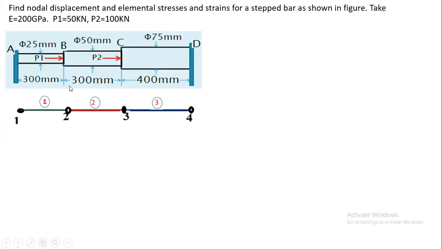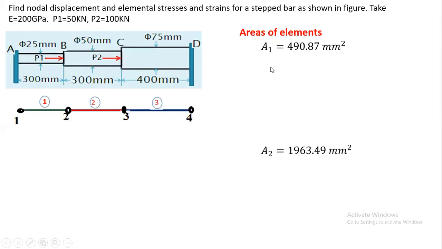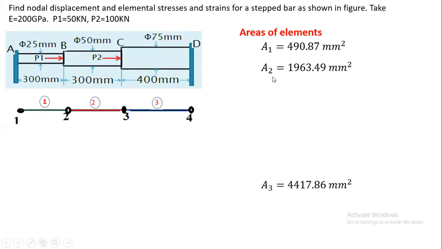Now in the problem, diameters are given, so first you have to calculate the areas. This diameter is 25 millimeter. Its area is pi by 4 d square, that is, 25 square. This is 50 millimeter. Its area is also pi by 4 times 50 square. This is 75 millimeter. Its area is pi by 4 times 75 square. Now you see these areas of the elements. This is the area of the first element, calculated from the regular equation. This is the area of the second element, and this is the area of the third element.